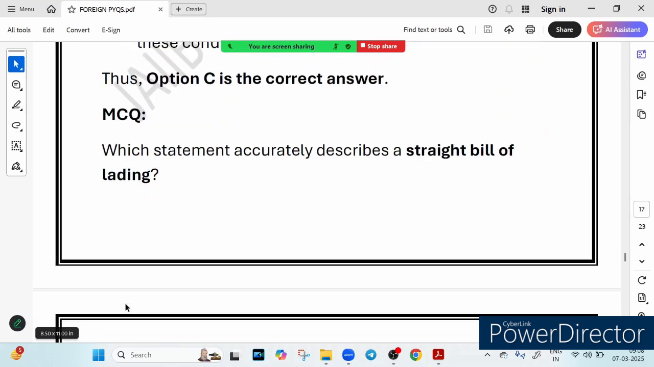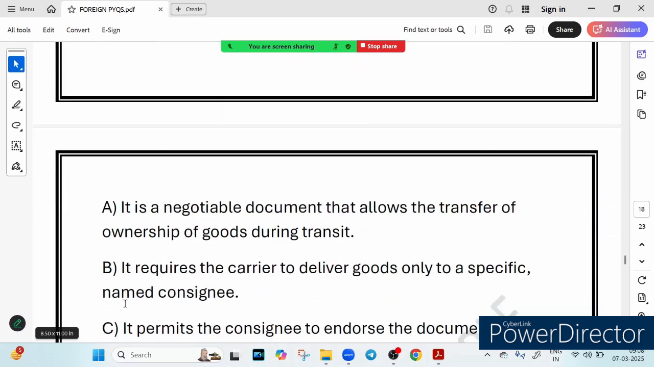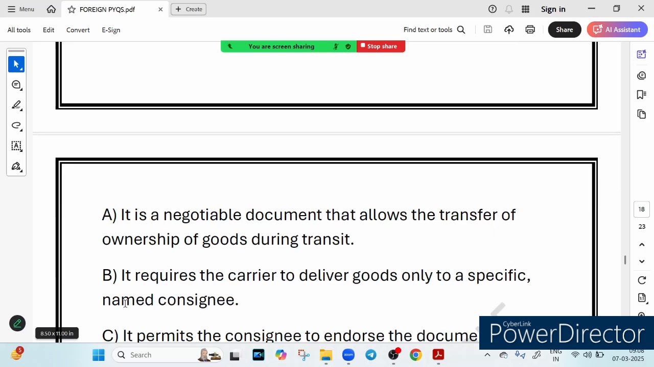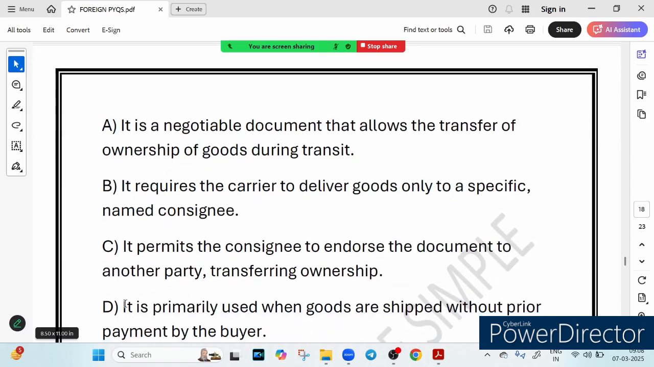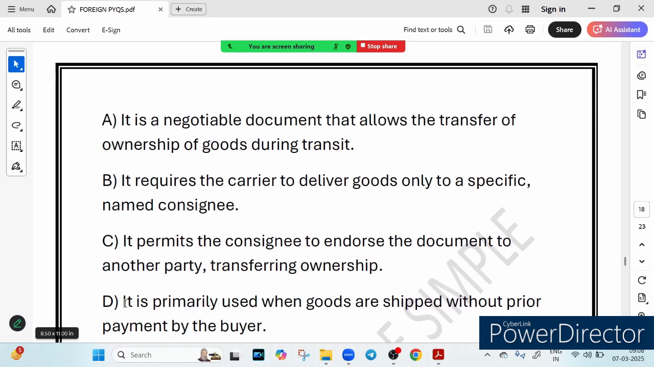Now, which of the following statements describes the straight bill of lading? This is the question regarding straight bill of lading. So let's go through each and every option. Option A suggests that it is a negotiable document that allows the transfer of ownership of goods during transit. Option B, it requires the carrier to deliver goods only to a specific named consignee. Option C, it permits the consignee to endorse the document to another party. Option D, it is primarily used when goods are shipped without prior payment by the buyer.